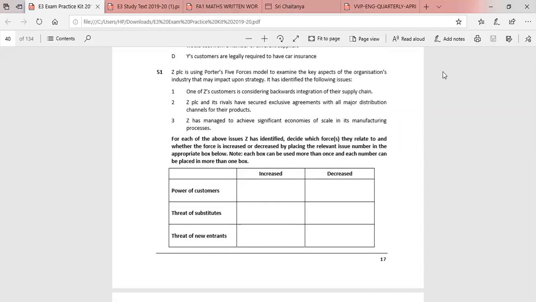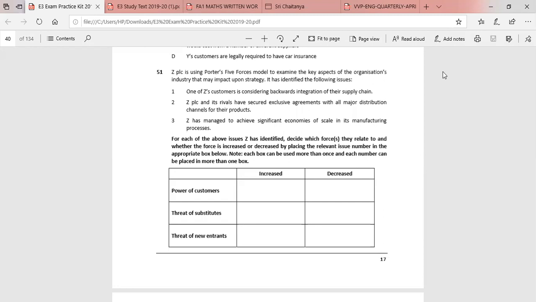ZPLC is using Porter's Five Forces model to examine the key aspects of the organization's industry that may impact upon strategy. It has identified the following issues. One, one of Z's customers is considering backward integration of their supply chain. Two, ZPLC and its rivals have secured exclusive agreements with all major distribution channels for their products. Three, Z has managed to achieve significant economies of scale in its manufacturing processes.